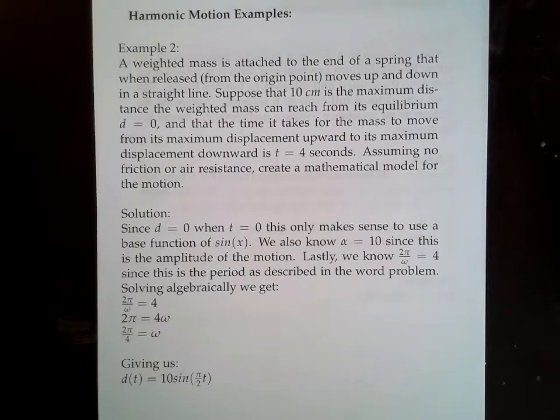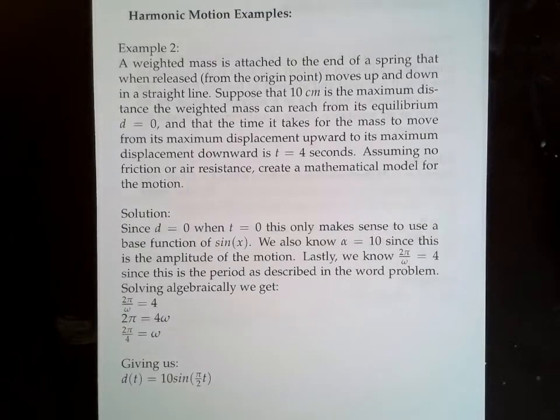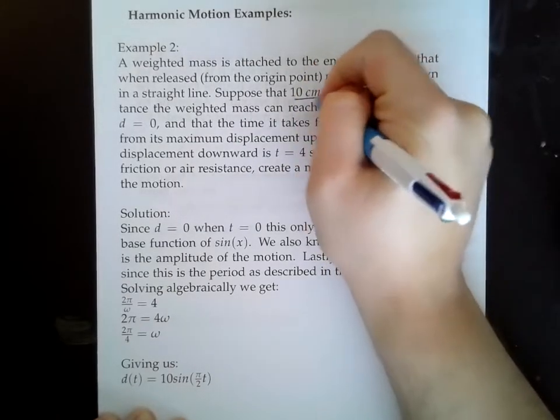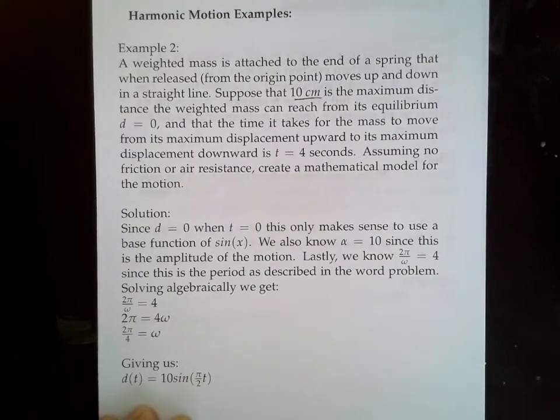Assume no friction or air resistance. We want to create a mathematical model for this. So the fact that we are saying that there's no air resistance and there's no friction tells us we're going to be using harmonic motion. So let's pick out some other important things. We know that 10 centimeters is going to be the maximum displacement, so that's going to give us our amplitude.